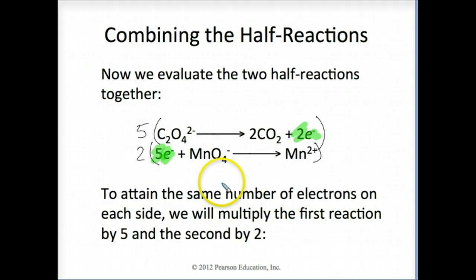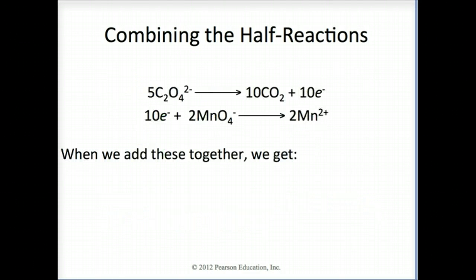Now, here's the deal. Remember that when I combine the half reactions together, I want to make these electrons equal. I want to make them the same value. To make them the same value, I have to have a lowest common multiple. The lowest common multiple of 2 and 5 is 10. So to turn 2 into 10, I multiply by 5. To turn 5 into 10, I multiply by 2. So now we combine them.